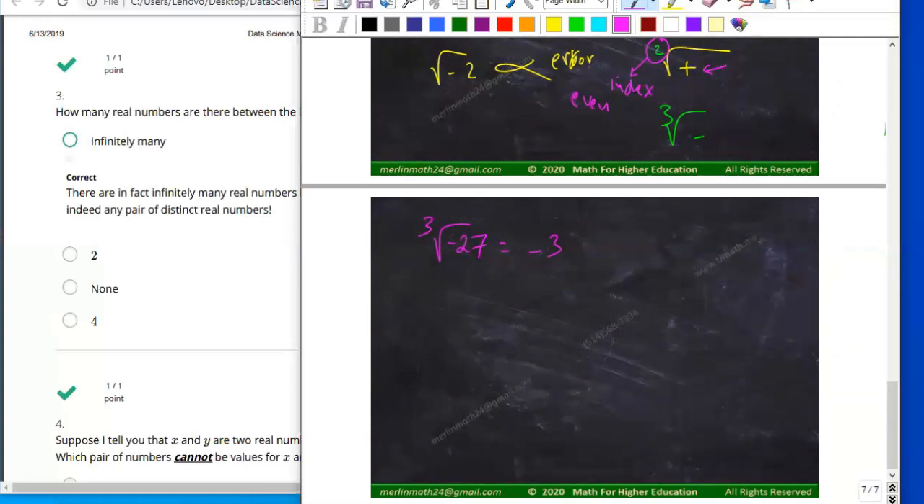Okay. Anyhow, so when we say, for example, radical 9 is 3.